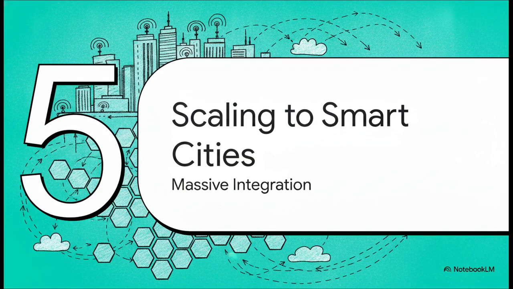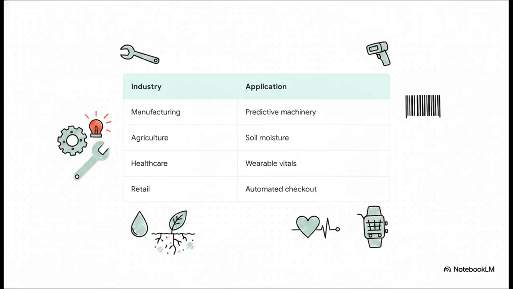Section 5. Scaling to Smart Cities. So when you scale this up, IoT is fundamentally rewiring major industries. In manufacturing, it's predicting machine failure way before it happens. In agriculture, it's monitoring soil health to save millions of gallons of water. In healthcare, wearable devices are sending vital signs to doctors in real time. And in retail, it's enabling automated checkouts and precisely tracking shelf inventory.